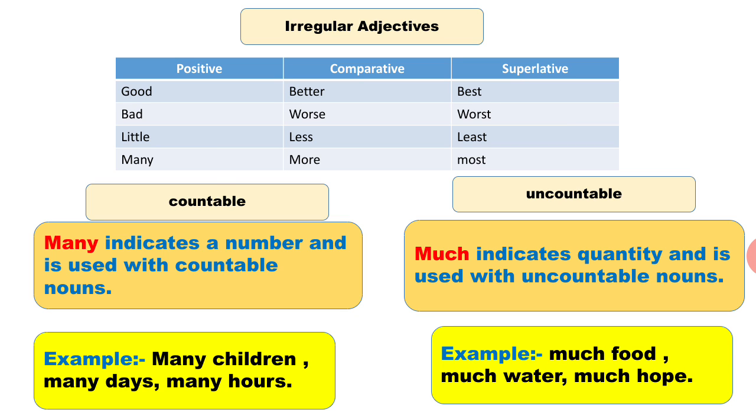Now we will see countable and uncountable. So many indicates a number and is used with a countable noun. If there is a countable noun like children, days, hours, all these are countable, so that time we have to use the word many. Many children, many days, many hours. Much indicates quantity and is used with an uncountable noun. If we can't count the quantity, that time what do we have to use? Much food, much water, much hope. Okay, much and many. I hope you understood.